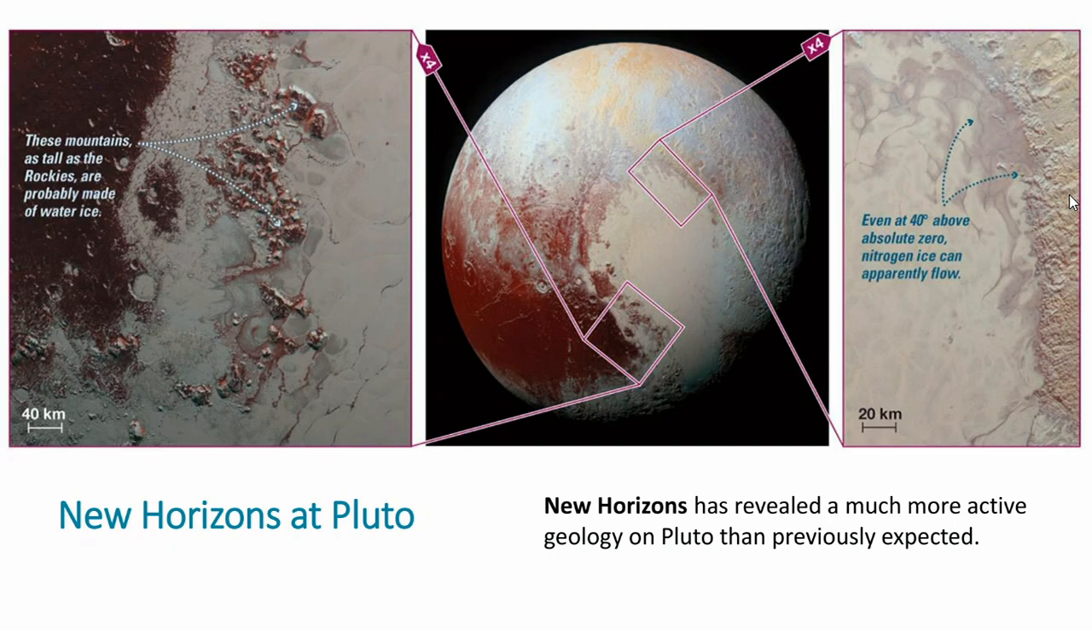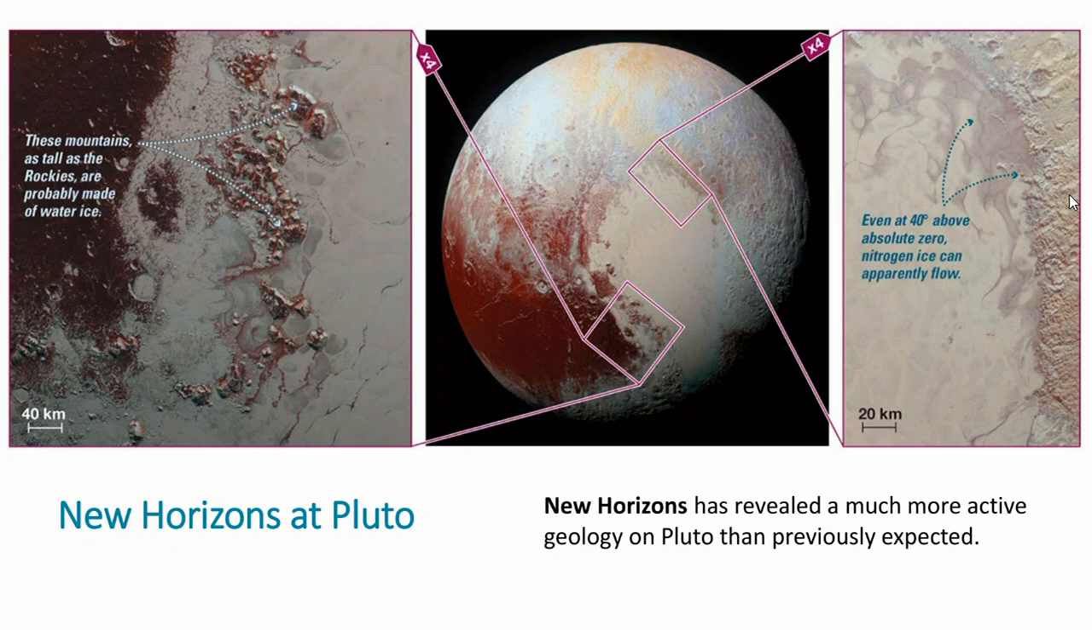So there are mountains that are as tall as the Rocky Mountains on Earth. And again, Pluto is much smaller than the Earth is. So having a mountain that's that big, you can think of it as being even bigger because Pluto is much smaller than the Earth is. And again, this is an icy world, so these mountains are not made out of rocks, they're made out of most likely water ice.